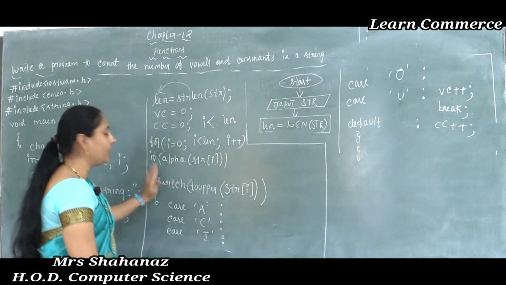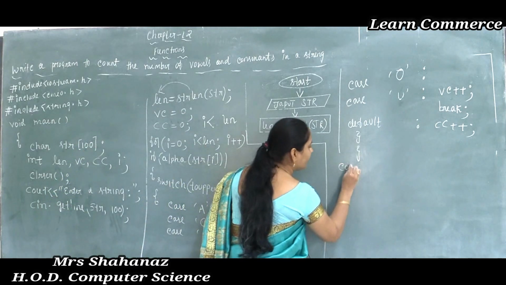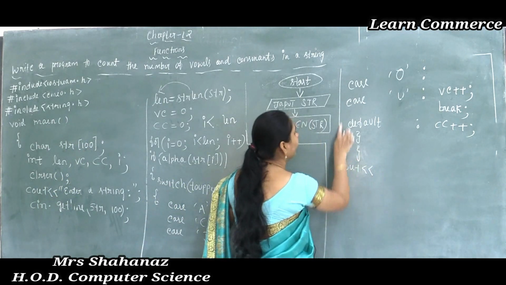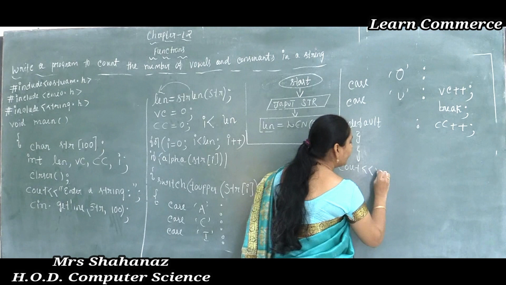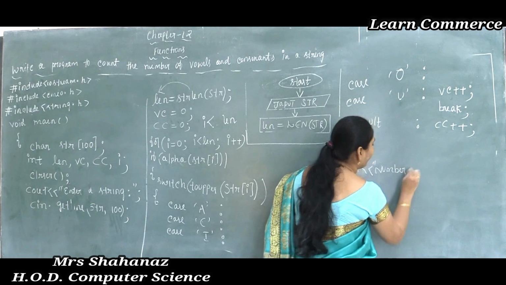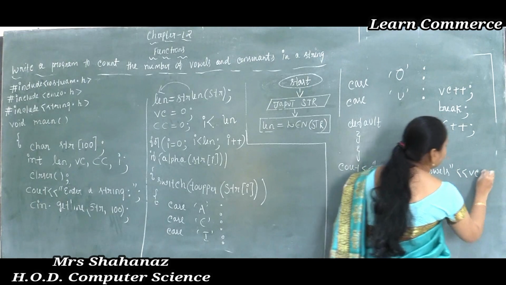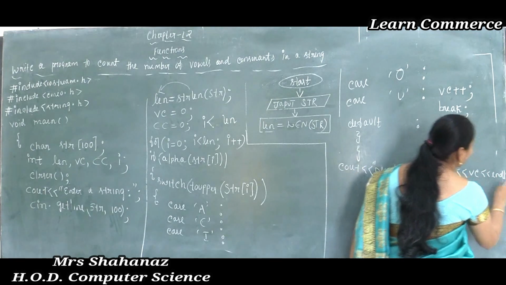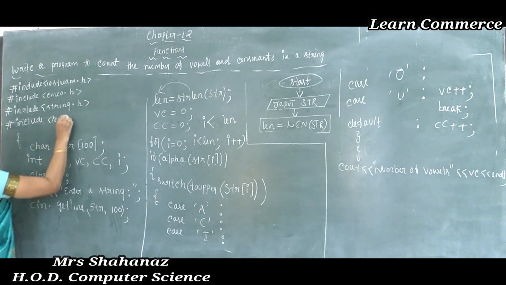And lastly, we just display the vowels and the consonants. So I am writing cout, in this case here, cout. And later, next, whatever the character is, the number of vowels, we write inside opening double quotation marks, and here I am using endl. If you are using endl, then surely we need to use the header file. The header file is hash include iomanip.h.